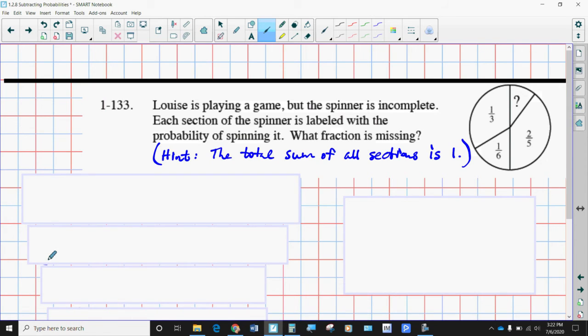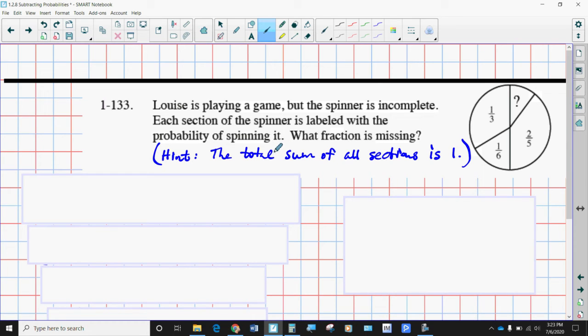All right. Thinking about that process of using subtraction to figure out the final answer, Louise is playing a game, but the spinner's incomplete. Will you please draw this spinner, do your best to get all of those wedges fairly close to the way that this is shown right here, and you can label this wedge 2/5, this is 1/6, this is 1/3. What is the missing fraction?